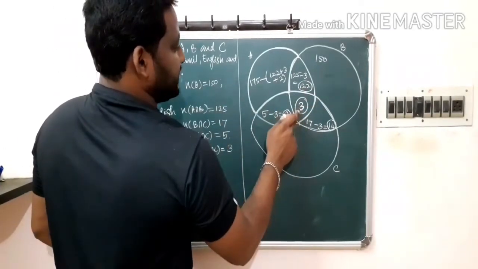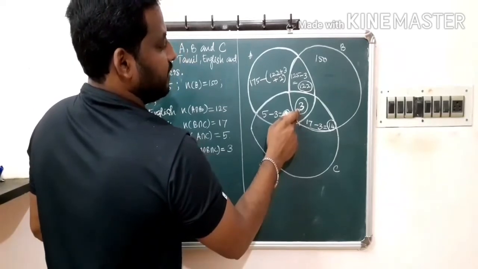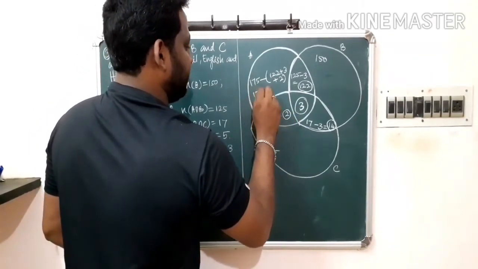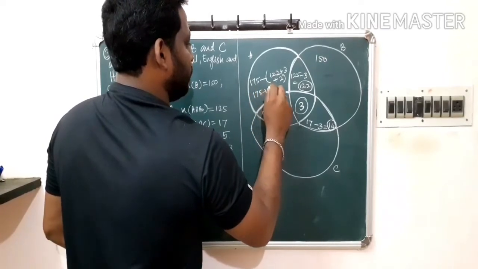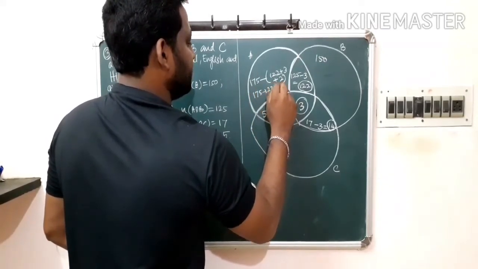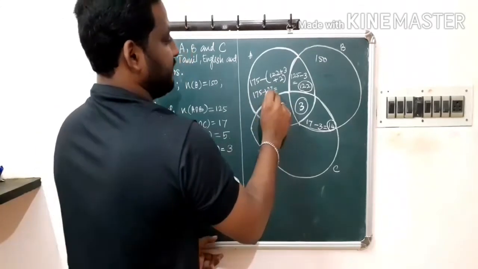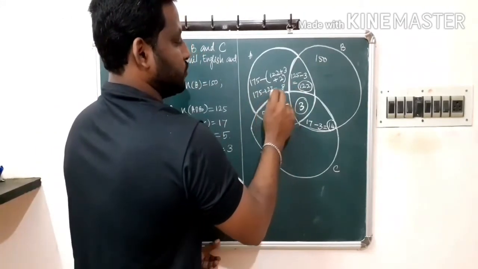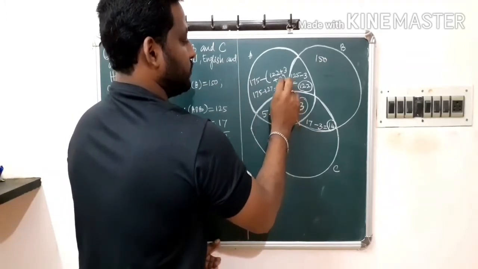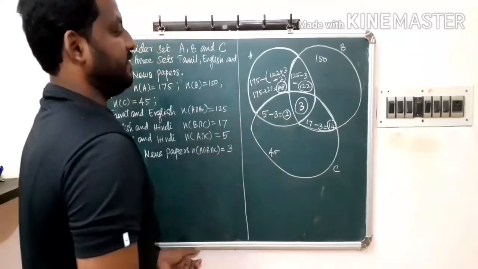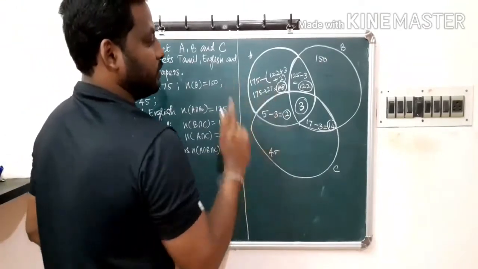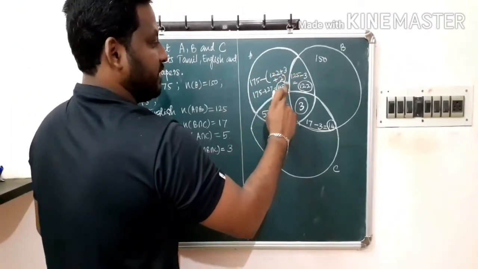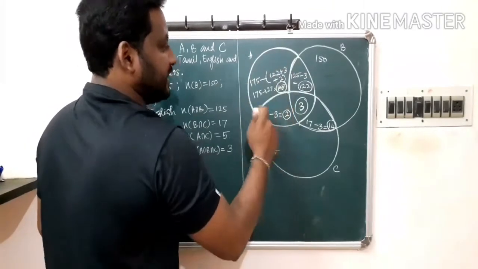So 122 plus 3, 125. 125 plus 2, 127. So 175 minus 127. 15 minus 7 is 8. And here 6 minus 2 is 4. So 175 minus 127 is equal to 48. Which means only Tamil newspaper. So 148 families getting only Tamil newspaper.